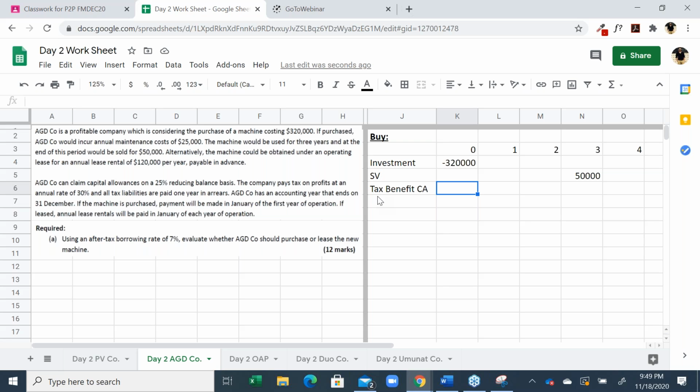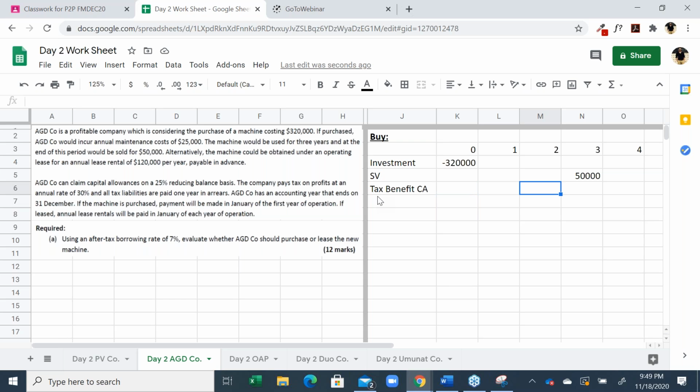Tax liability is always calculated at the end of the year. But because of the tax being paid in arrears, the first tax benefit should be shown from year 2 and then will be shown onwards. So it should start from year 2, right? And we can use that shortcut.